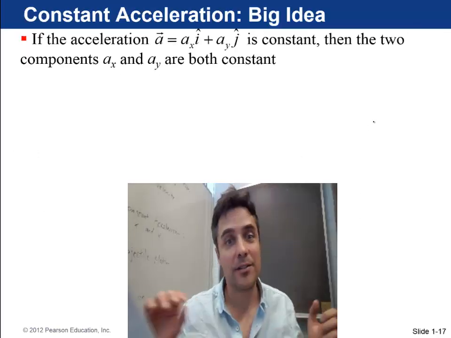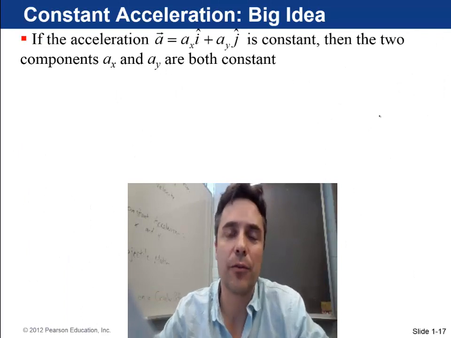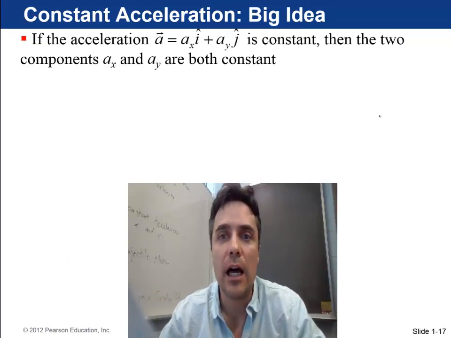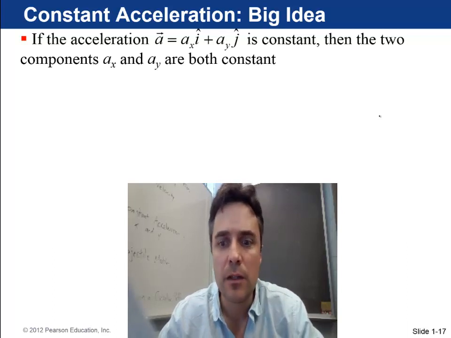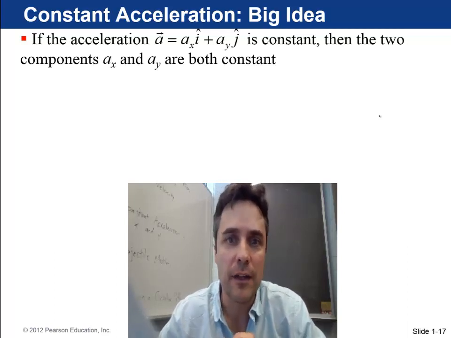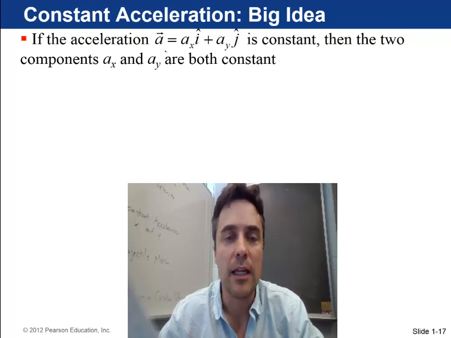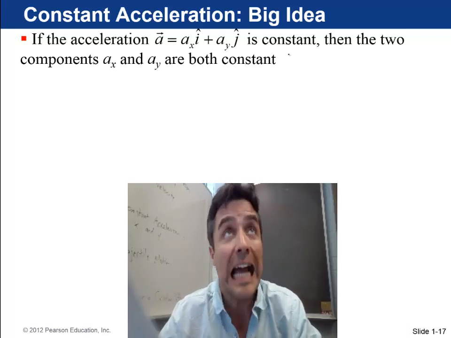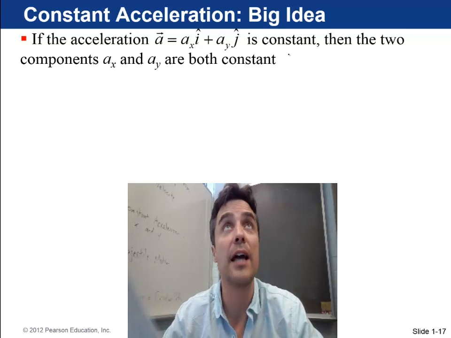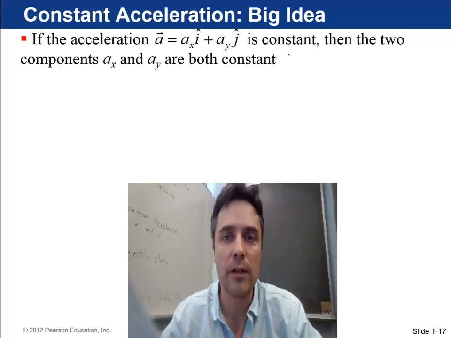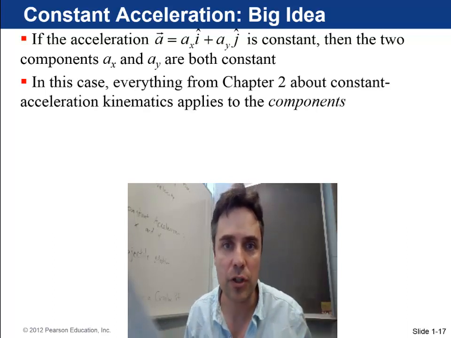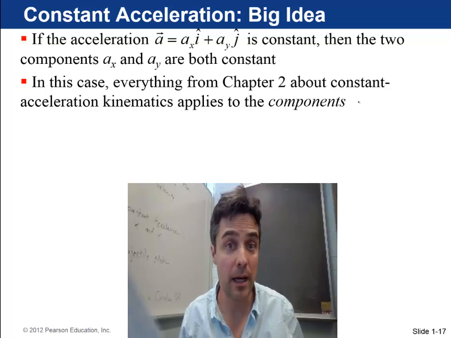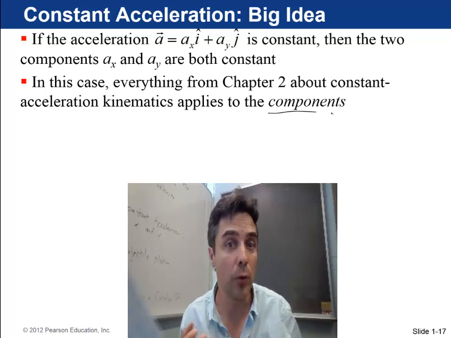Okay, it's a long video today. You're only about halfway through. I just wanted to take a quick break and give you the big idea here in the middle of chapter 3. If the acceleration a equals a sub x times i hat plus a sub y times j hat is constant, then the two components a sub x and a sub y are both constant. In this case, everything that you learned from chapter 2 about constant acceleration kinematics applies to the components.